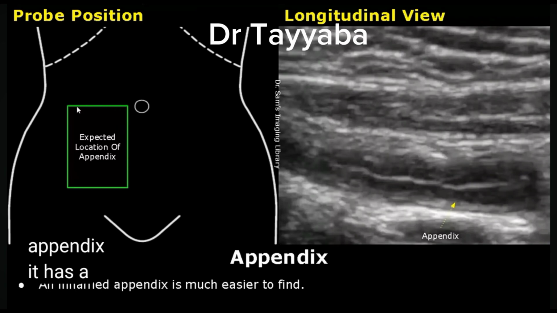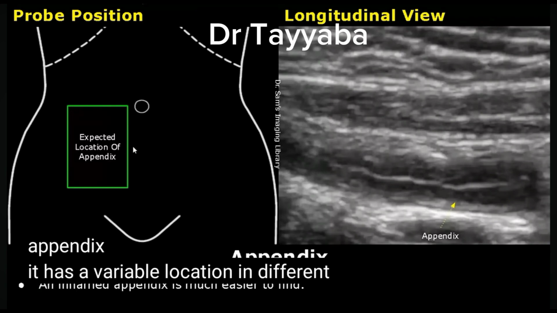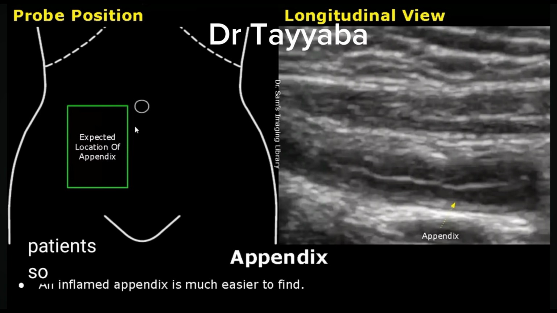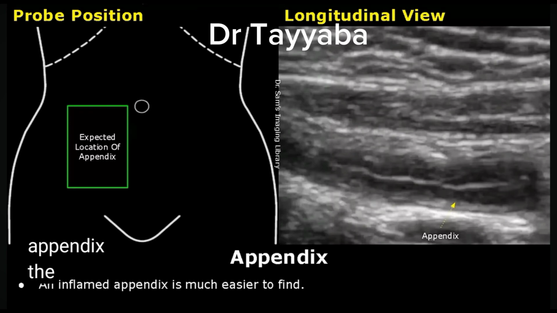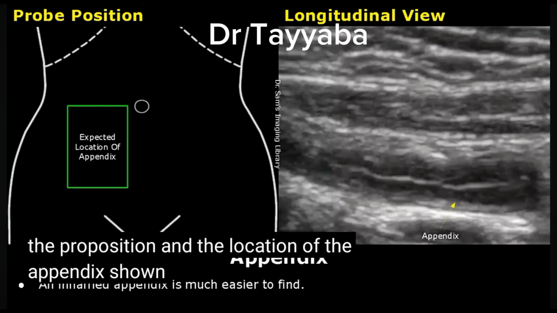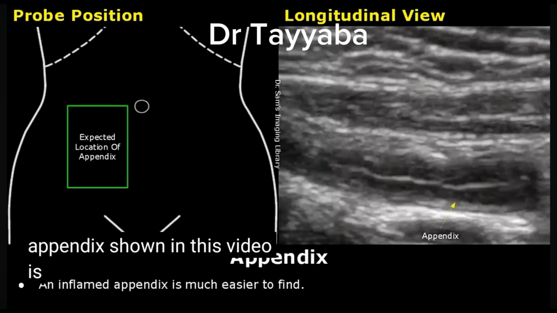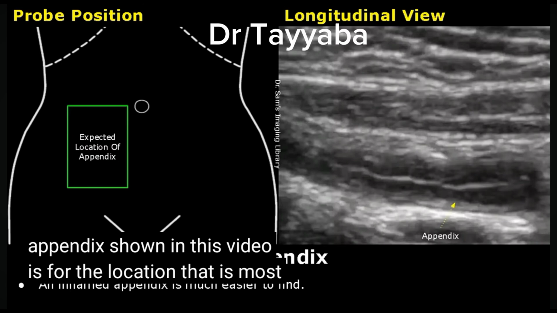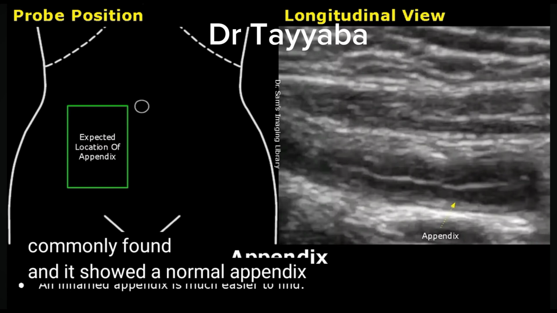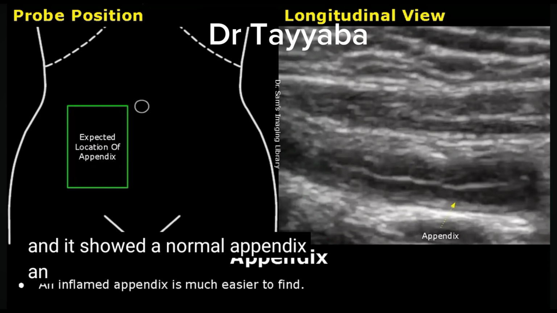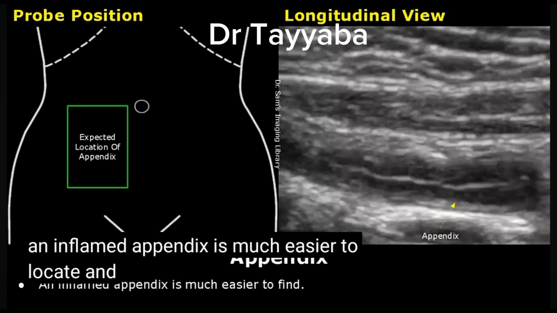This is the expected location of the appendix. It has a variable location in different patients. So there is no fixed location for the appendix. The position and the location of the appendix shown in this video is for the location that is most commonly found, and it showed a normal appendix. An inflamed appendix is much easier to locate and scan.